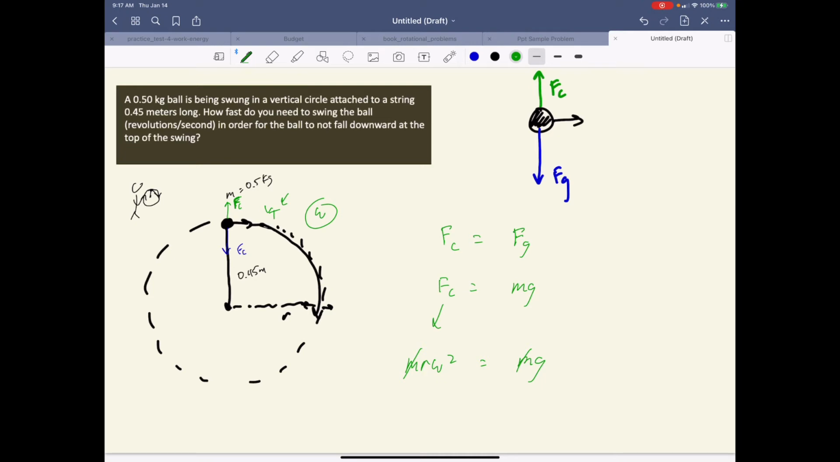So r omega squared is equal to g, and we're trying to get the spin rate. So that's going to be the square root of g over r. Divide both sides by r to get omega squared equals g over r, then take the square root. So the spin rate is going to be the square root of 9.8 divided by 0.45. As I put this on my calculator, 9.8 divided by 0.45 raised to the 0.5 power, it looks like omega is going to be 4.67 radians per second.